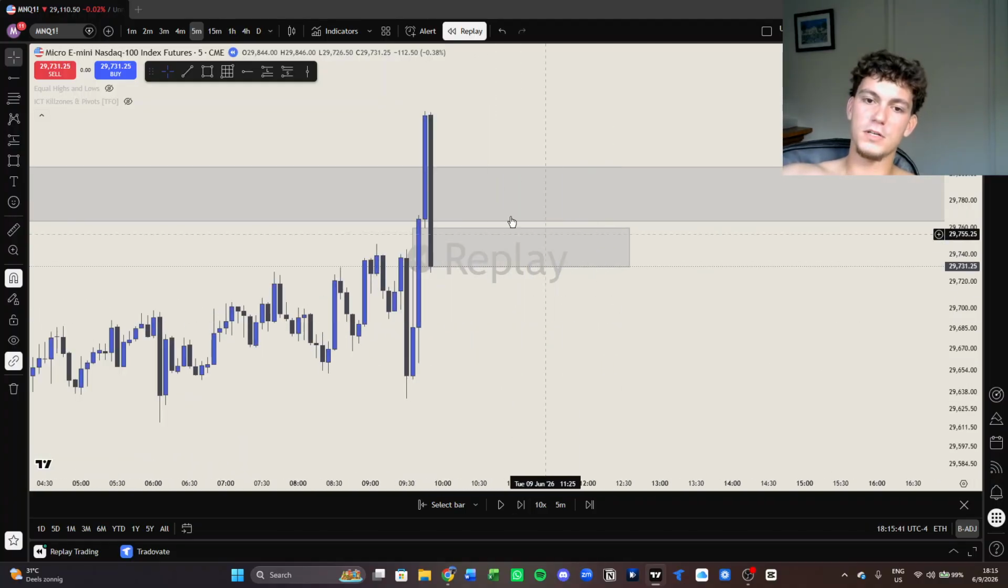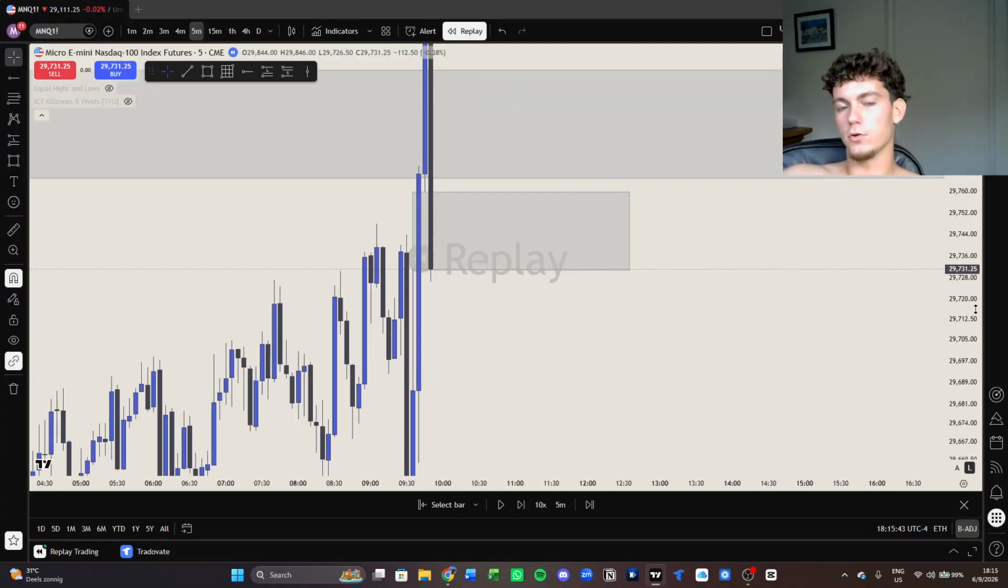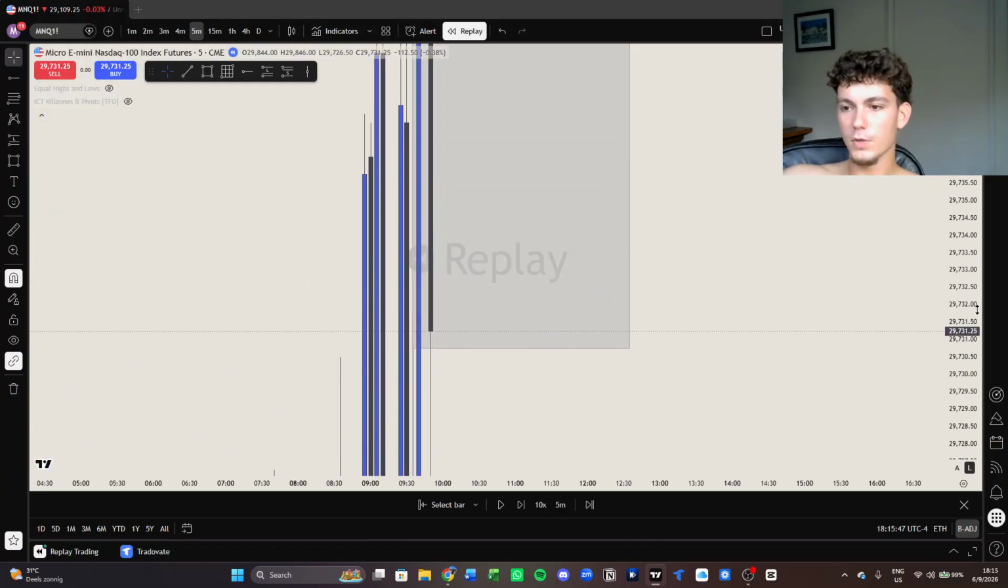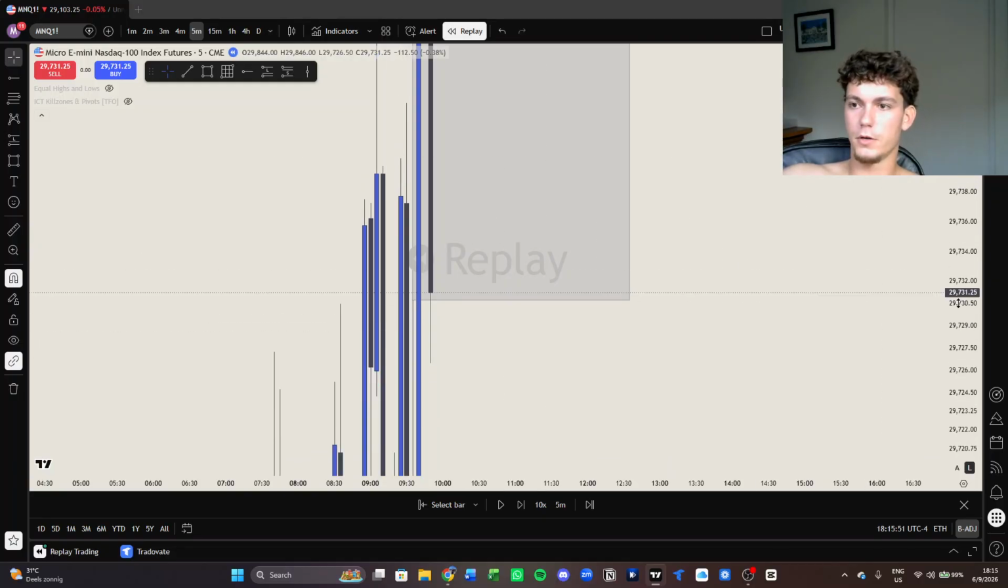Now moving forward, this is the close of the 5-minute candle, and if you zoom in pretty far, you can see that we missed this by like, I don't know, a tick.